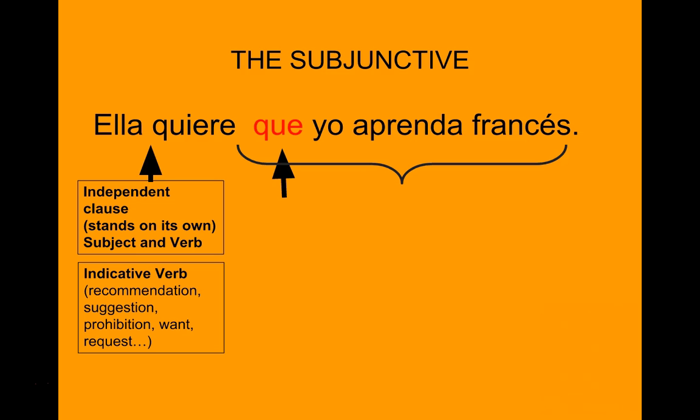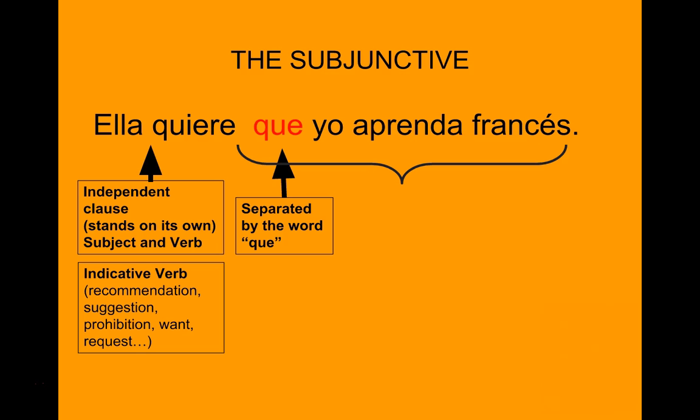The verb of the independent clause is always going to be a verb of recommendation, of a suggestion, a prohibition, a want, a request, and we'll see other triggers for the subjunctive in a little bit. In a subjunctive sentence, you're always going to have the word que. Que separates the independent clause from the dependent clause and connects the two.